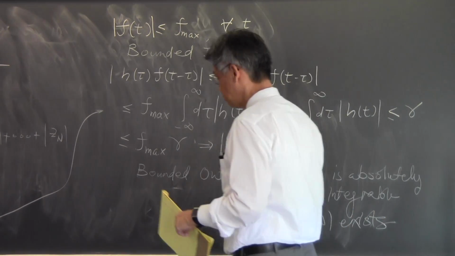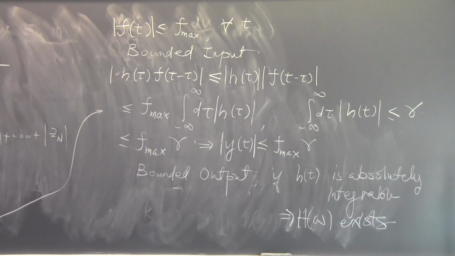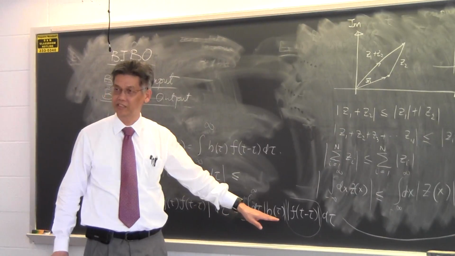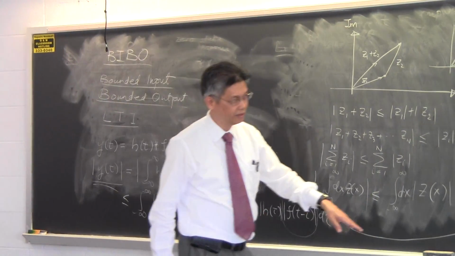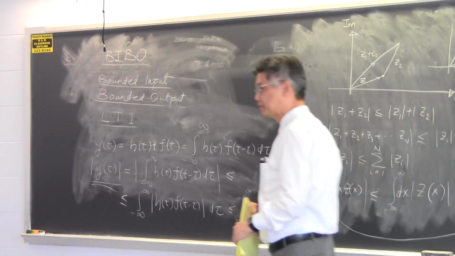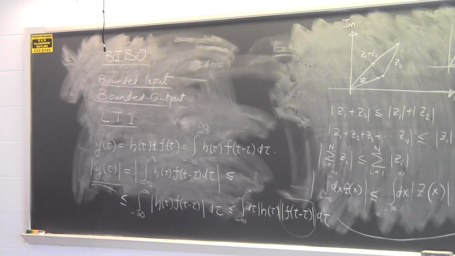So, in order to get bounded input and bounded output, your input has to be bounded, and your h of t has to be absolutely integrable. So h of omega has to exist, then the output is always bounded.